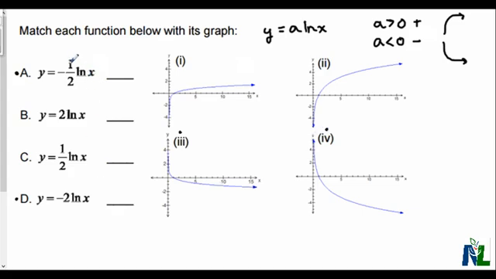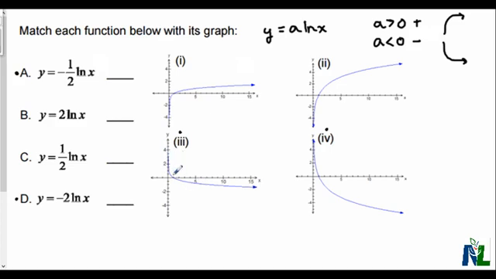Then I need to look at the size of the a value. So I have 1/2 for a, and I have 2 for d. So what we need to remember is that the larger the a value, the faster the y values are going to increase. So in other words, the more stretched out this graph is going to become vertically. So when I look at graph 3 here and compare it to graph 4, I can see that the y values are further stretched out on 4 than they are on 3. In 3, they're kind of closer together.